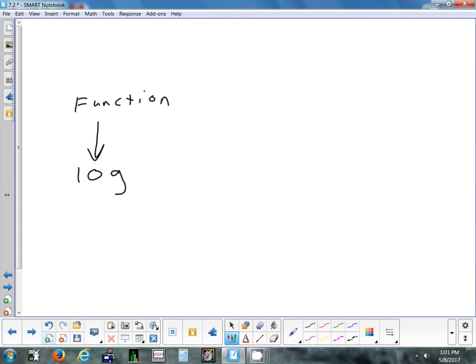So if I asked you, what's the log? Log of what? Log of 7, log of 9. You gotta put a number right here that you're taking the log of. Okay? And the number that you put here is called the argument. It's the thing you're taking the log of.